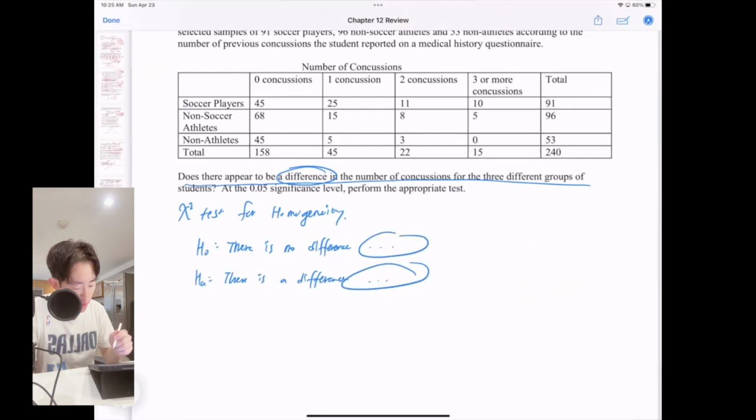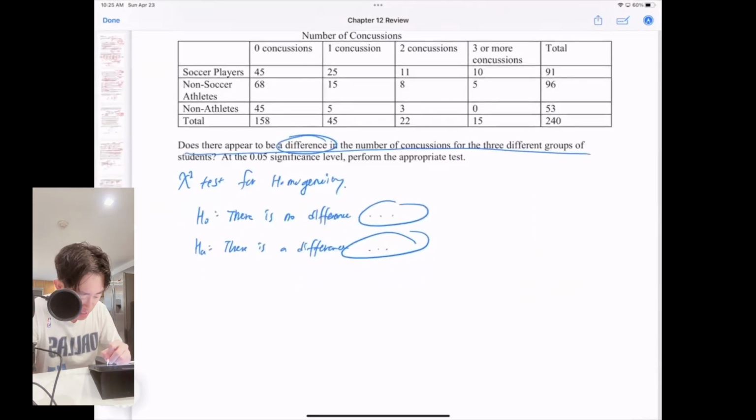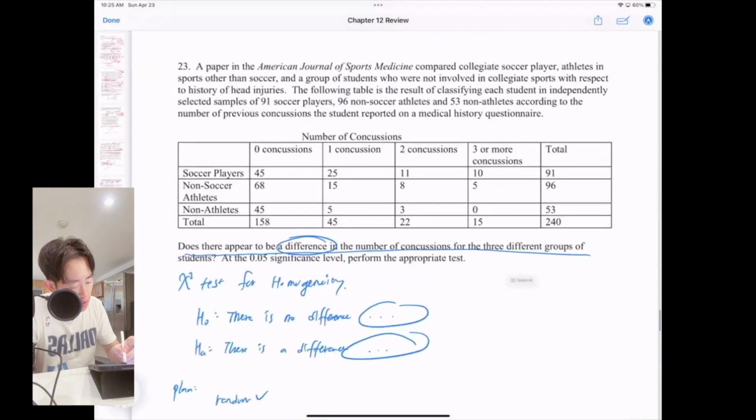And with that, we have the planning section: random, check. Why? Because we have independently selected samples of 91 players, 96, and 53 non-athletes. Okay, it doesn't seem like there's the word randomness there.